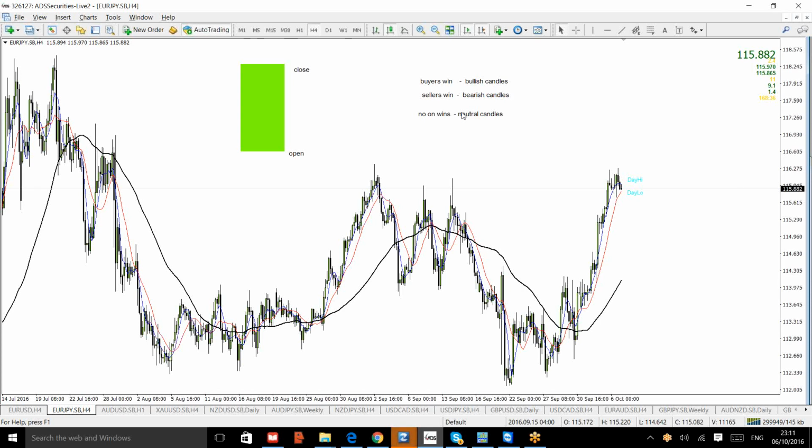For instance, dojis are neutral, hammer is bullish, shooting star is bearish. Now that is for normal people's understanding, but in reality, in essence, that is not the case. The names had been generated just for our understanding, to make it easier for us. But that is not the case in essence.